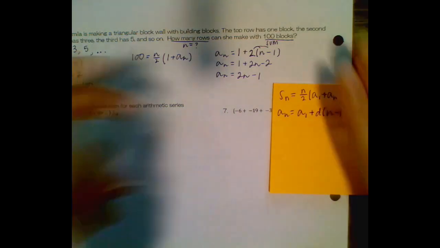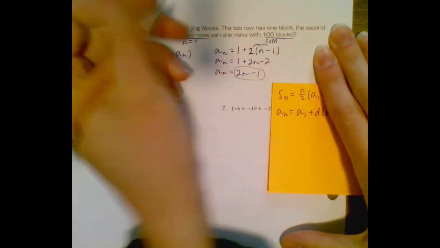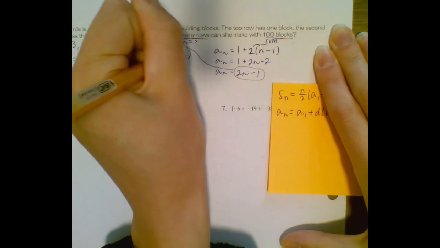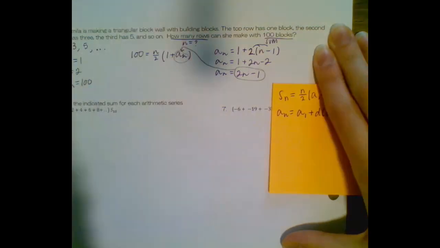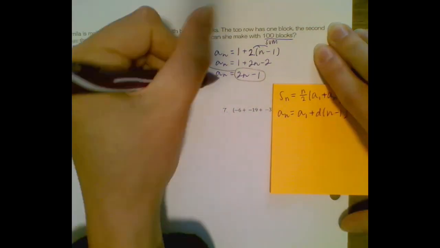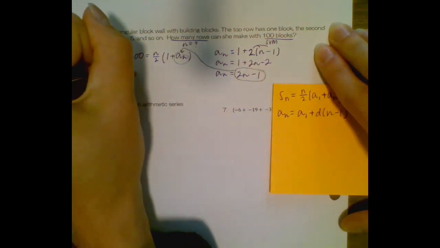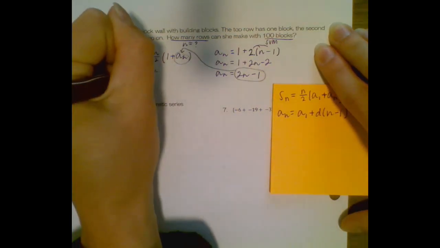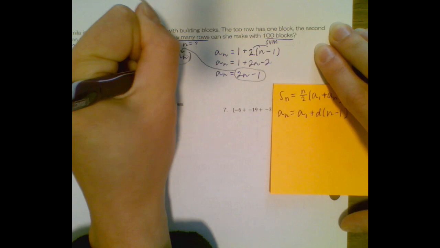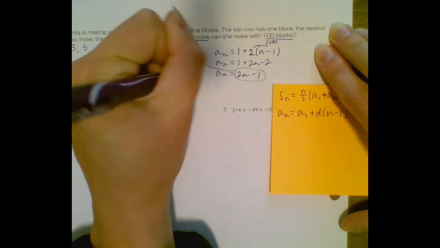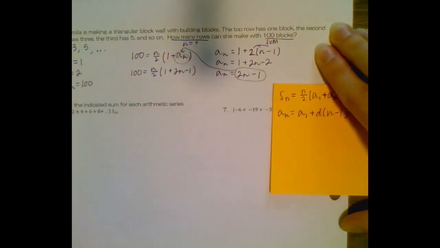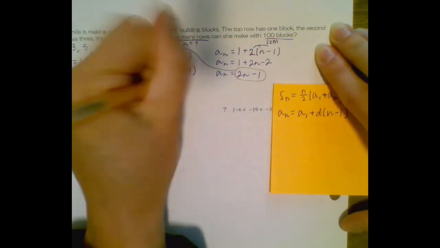So what we're going to do here is substitute this in for a sub n right here, because that is what a sub n equals. So we get 100 equals n divided by 2 times 1 plus 2n minus 1. And then we can solve this. 1 minus 1 is 0.